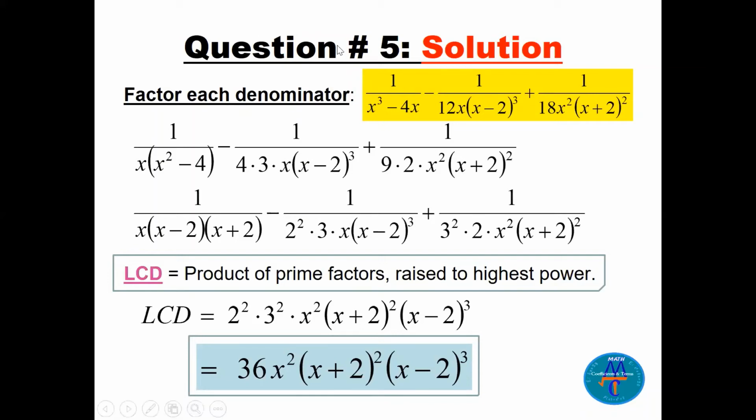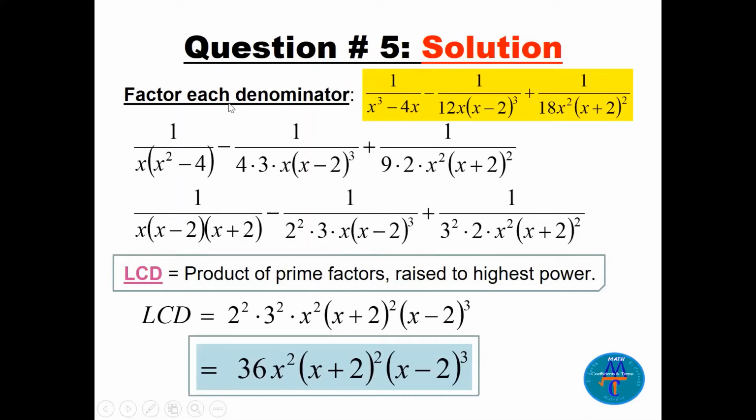x cubed minus 4x. Take x out, come on, see? x squared minus 4. 12, break it down, 4 times 3. 18, 9 times 2. This one is already factored, leave it. Now, x squared minus 4 is x minus 2, x plus 2. 4 make it 2 squared, 9 make it 3 squared. Leave it all as powers. Now we go.